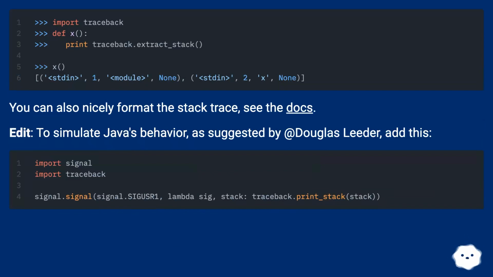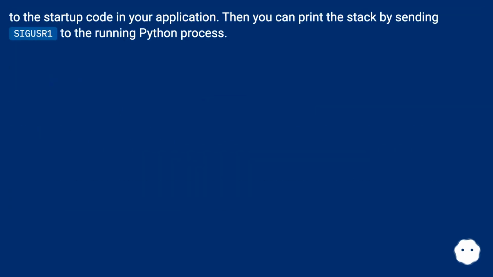You can also nicely format the stack trace, see the docs. Edit, to simulate Java's behavior, as suggested by @Douglas Leader, add this to the startup code in your application. Then you can print the stack by sending SIGUSR1 to the running Python process.